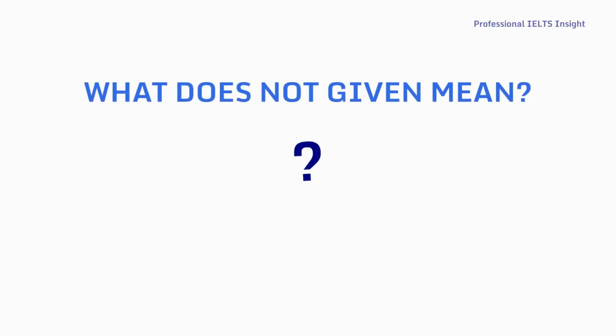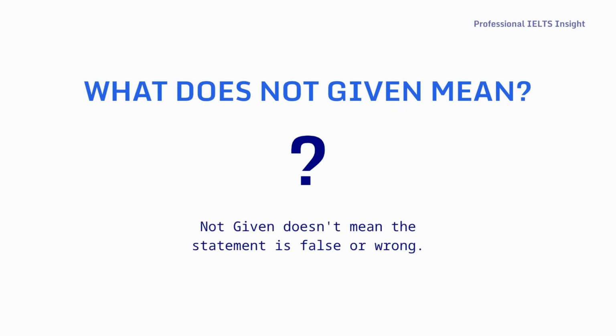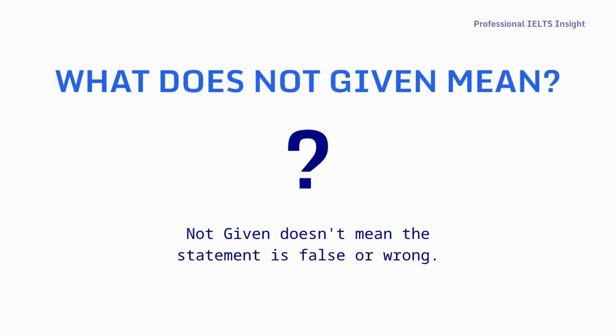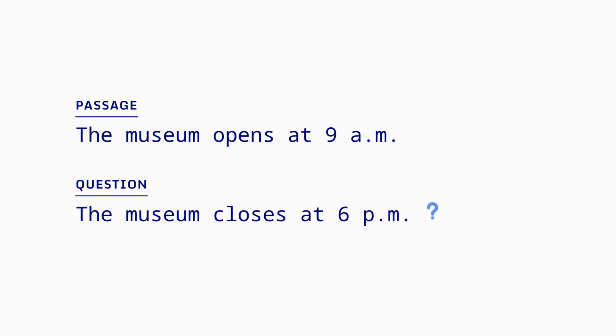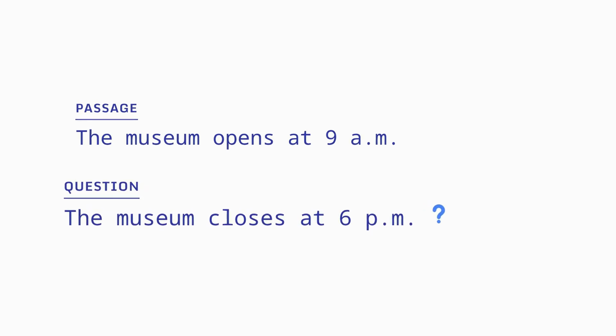Now let's look at the most difficult one. Not given doesn't mean the statement is false or wrong. It means the passage simply doesn't tell you the information you are looking for. For example, the passage says the museum opens at 9 a.m. The question says the museum closes at 6 p.m. Does the passage mention the closing time? No, so we can't guess.